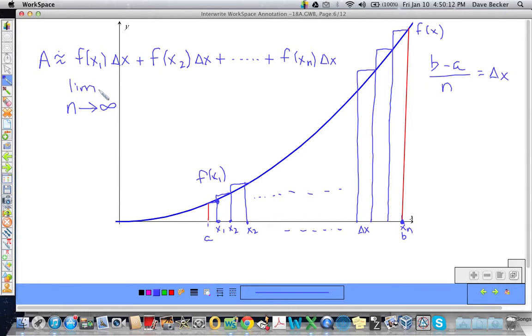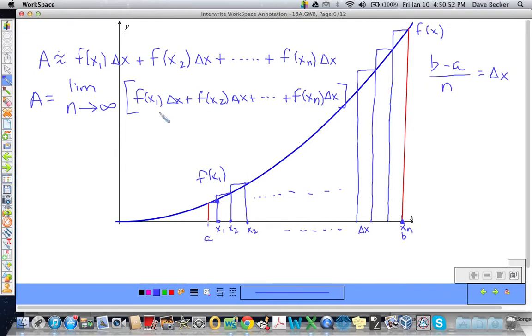And if it's approaching something, we consider it to be a limit. And if we have the limit, if we can get an infinite number of rectangles under this curve, we can get the exact area under the curve. So I'm going to rewrite this as the area is exactly equal to the limit as n approaches infinity of f of x sub 1 times delta x plus f of x sub 2 times delta x plus dot dot dot plus f of x sub n, the last rectangle, times delta x.